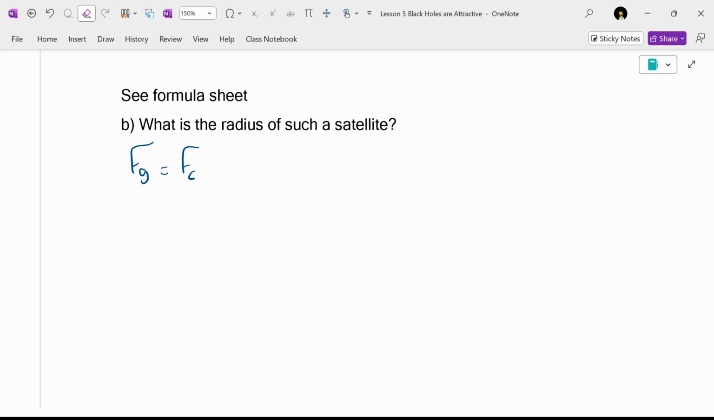And now we're going to try and get an R by itself. It's going to be big G, big M, little m over R squared equals little m. And then I need to put the AC. Which version of AC am I going to use?